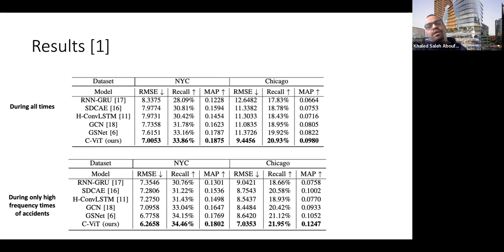And also during the time from 4 p.m. to 7 p.m. So this is a common practice in the literature to report the total during all the times, and another reporting during the time that has a huge number of accidents happening.